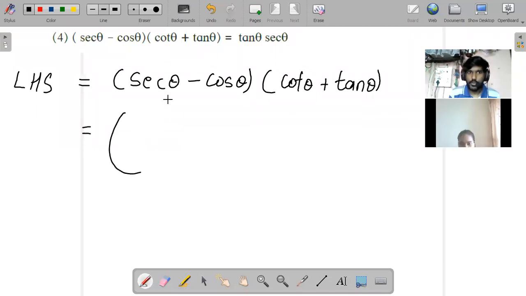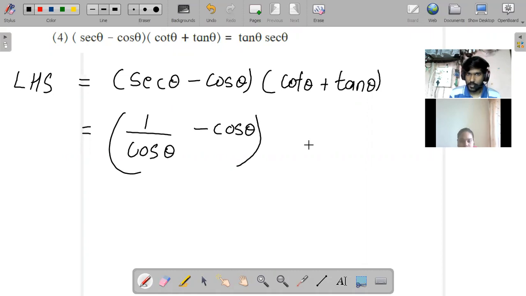Okay. So now you know the reciprocal of sec theta is cos theta. So 1 upon cos theta. And this cos theta, keep it as it is. Minus, okay, this keep it as it is. Now, cot and tan, we know the formulas in terms of sine and cos.